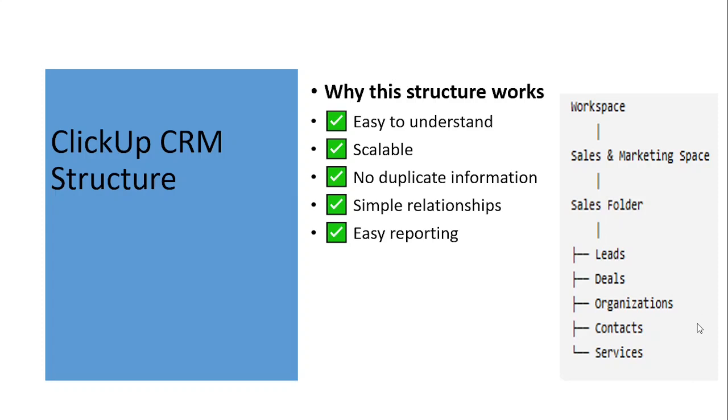Separating information into dedicated lists keeps the CRM organized and makes reporting much easier. For example, if a company has 10 deals, you only create the organization or the account once. Every deal links back to the same organization instead of creating duplicate records. This structure also makes automations and dashboards much easier to build.